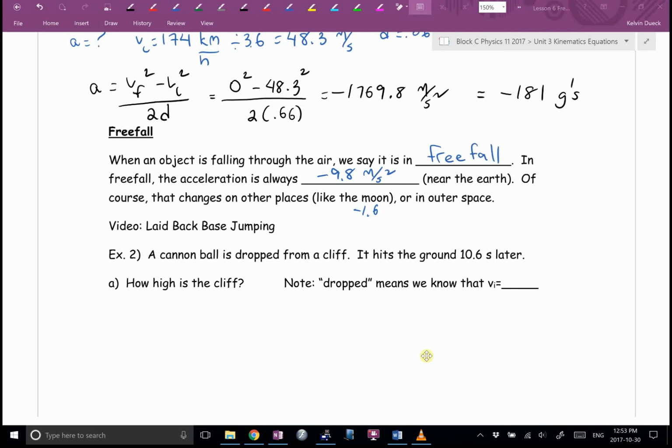What can we find? What kind of questions can we handle? What can we calculate? What can we measure? What can we figure out? So, a cannonball is dropped from a cliff. Everybody right now underline the word dropped.